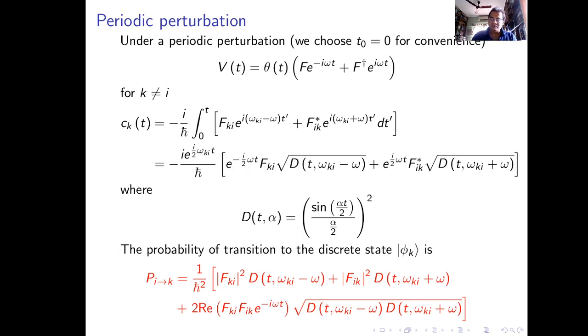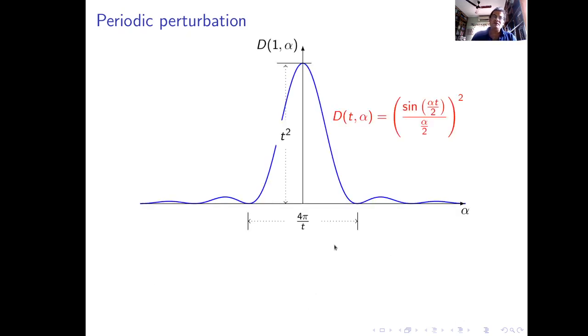Just to put this in perspective, let me show you what the graph of the function d_t alpha looks like. Again, we already saw this in the last lecture. This is plotted from t equal to 1, but you could actually plot it for any t, and the height is given by t square and the width is given by 4 pi by t. Beyond that, the function is very tiny, and because it's very tiny, between this minimum here and this next minimum, the function inside the bracket here is actually negative, but it's pretty small, so we don't really bother too much about that sign issue.